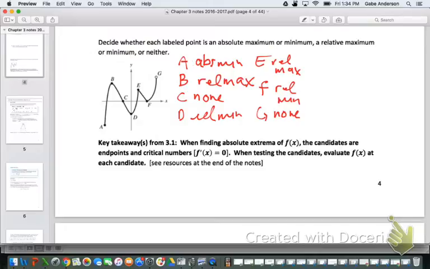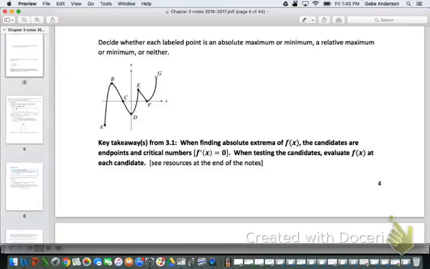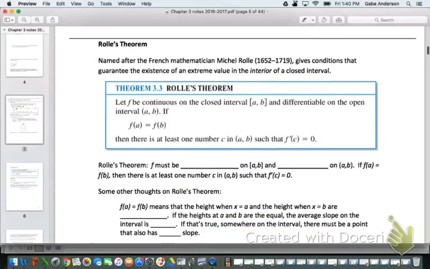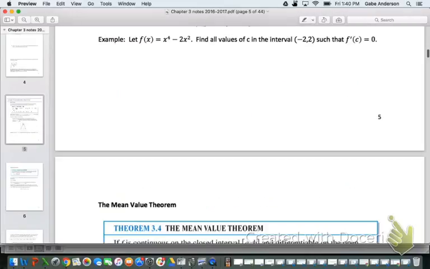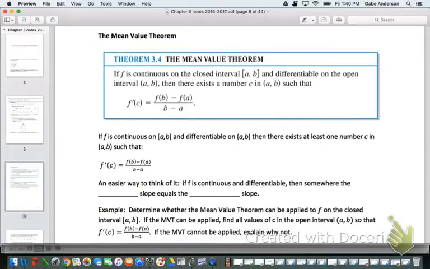Okay, so let's talk about the speed trap project, okay? So you guys did a wonderful job with that, and I think we'll be able to use that quite a bit here. So you see Rolle's theorem at the start of 3.2? Yeah? We're going to skip that, and we'll come back to it in a second. We're going to move on to this mean value theorem.